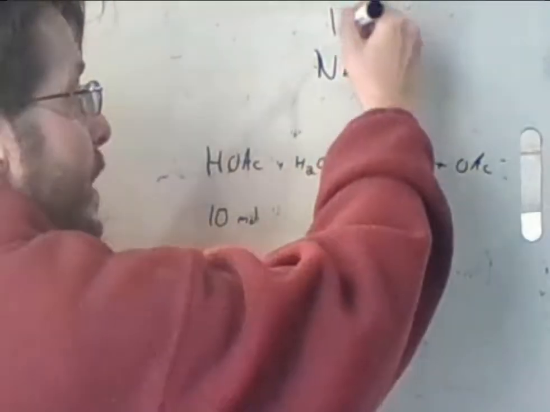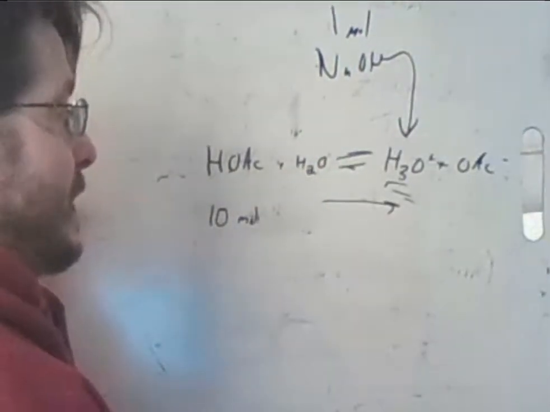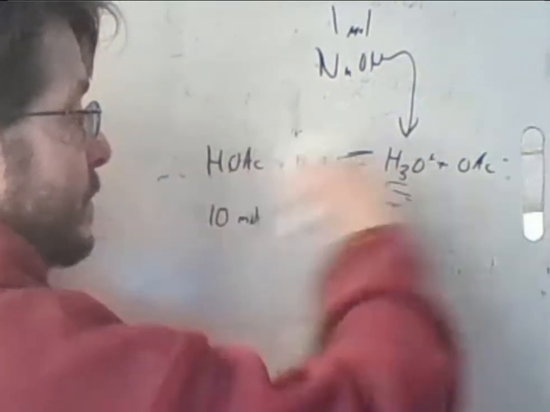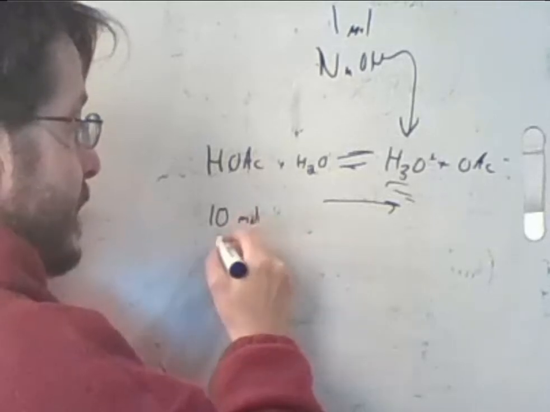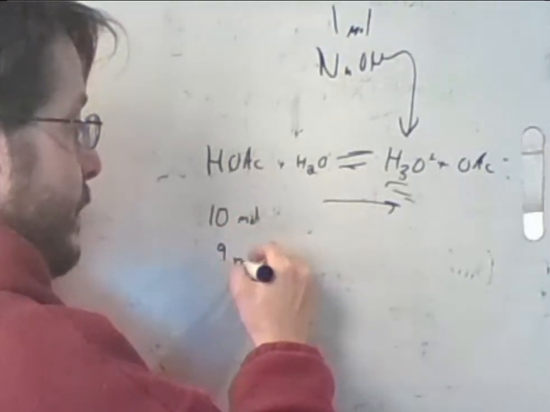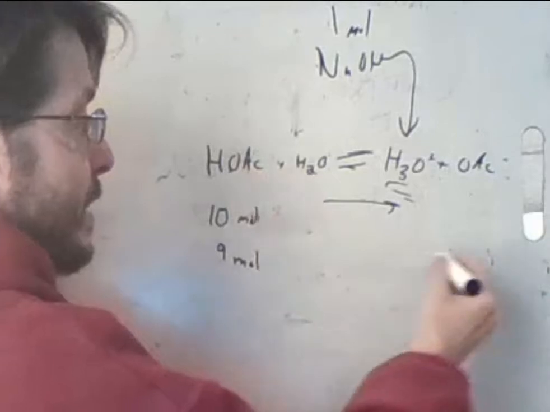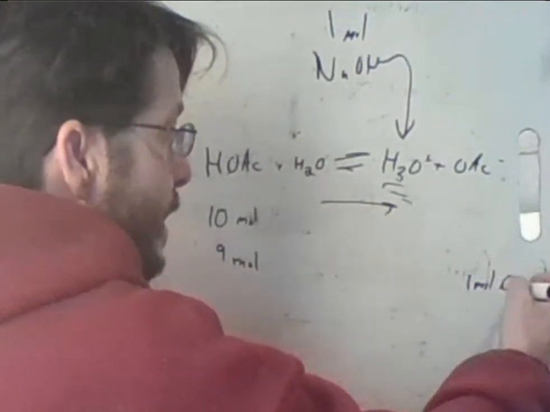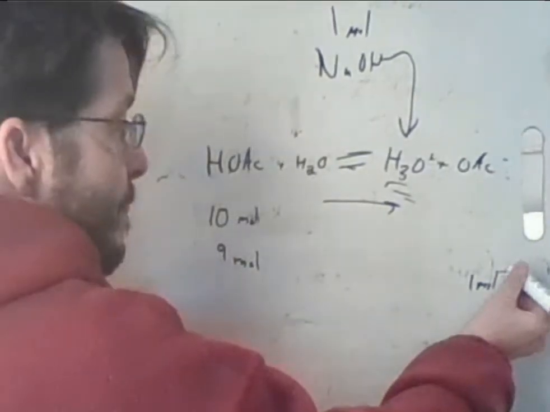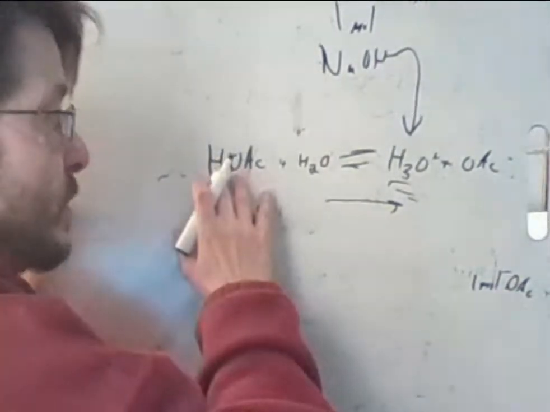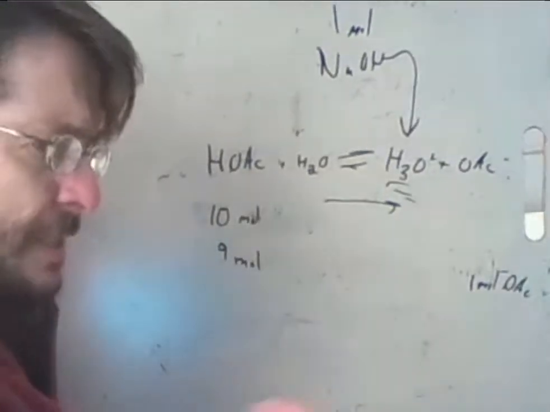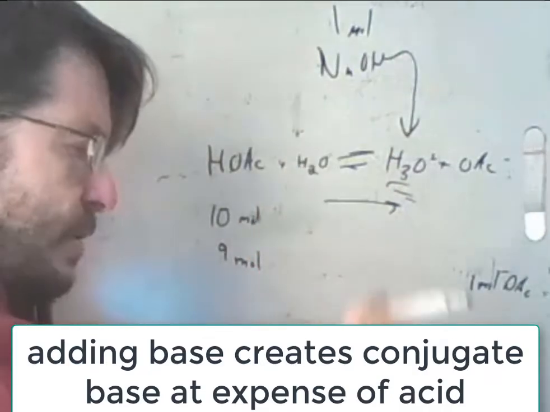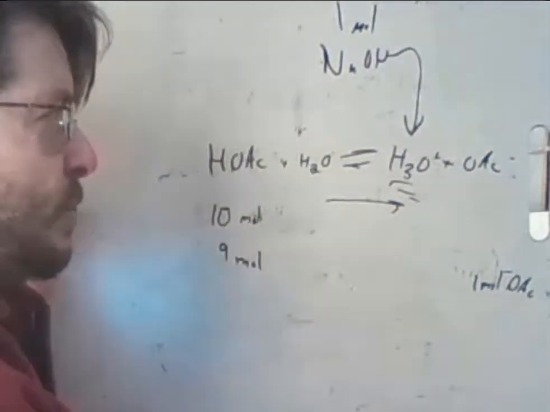And if you added 1 mole of NaOH, it would use up 1 mole of H3O+, chew that up, and in the process it would use up 1 mole of HOAc, and make 1 mole of OAc minus. It would use up the acid and make base. That's what happens. It neutralizes it. And so this process happens whenever you add an external base to a weak acid solution. And so this is our titration.